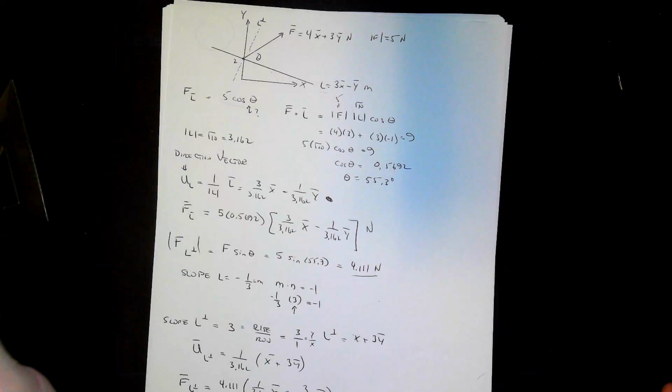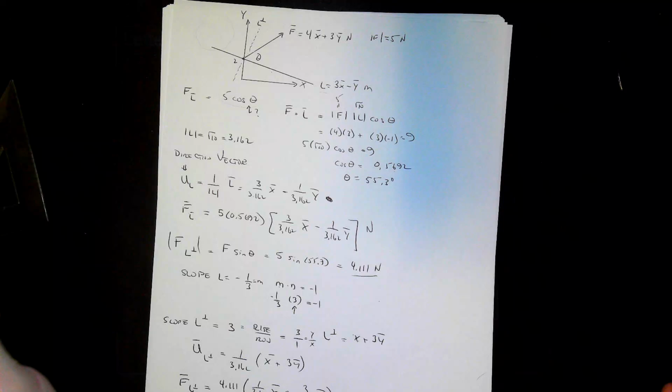Well, that would be F sine theta. It would just give us that magnitude. Let's just put the bars there for a magnitude for now. So the force magnitude was 5, and now we would have the sine of 55.3 degrees, our angle there. Use a calculator, and you'd come up with 4.111 newtons.